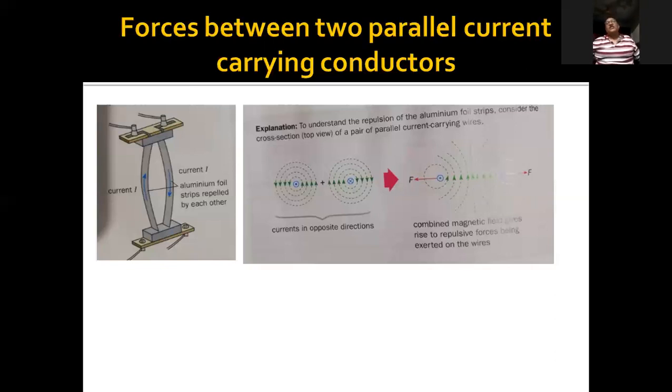So due to this difference of the magnetic field, what happens? This conductor will experience a force in this direction. From a stronger magnetic field, it will move to a weaker magnetic field. Here the magnetic field is stronger, and on this side, the magnetic field is relatively weaker. So this conductor will move from a stronger magnetic field to a weaker magnetic field. This conductor will move to the left, and this conductor will move to the right. So they are showing a kind of force of repulsion. I hope that you have understood this.